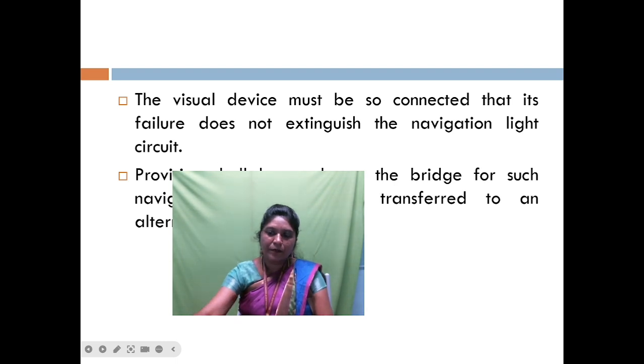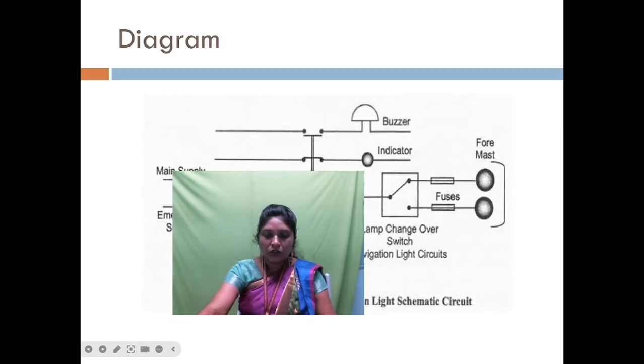Provision shall be made on the bridge for such a navigation light, so that it should be transferred to the alternative circuit. So this is the navigation light schematic circuit. Initially we are providing the supply. Here we are connected with a relay coil. The relay coil is connected towards the buzzer or else towards the indicator.